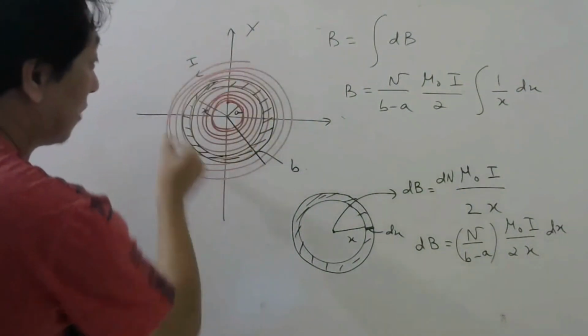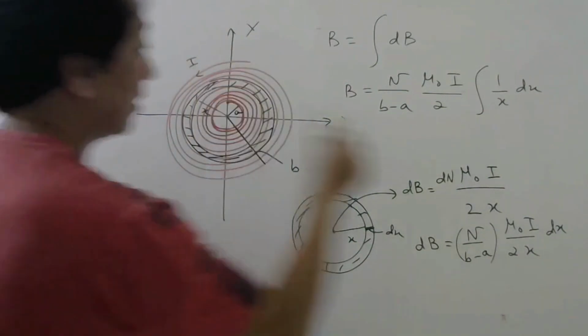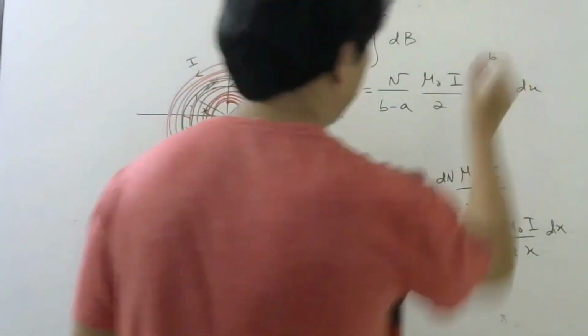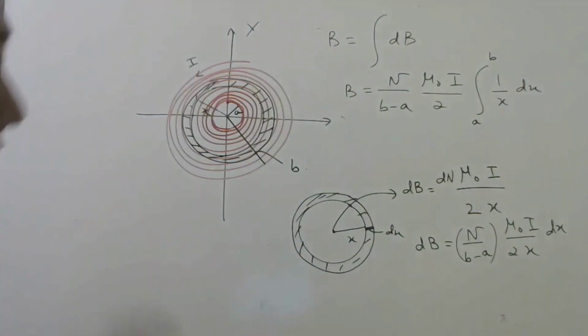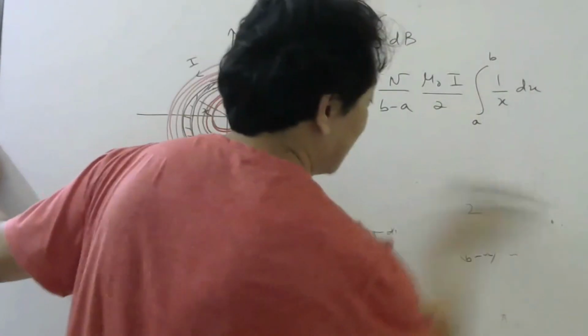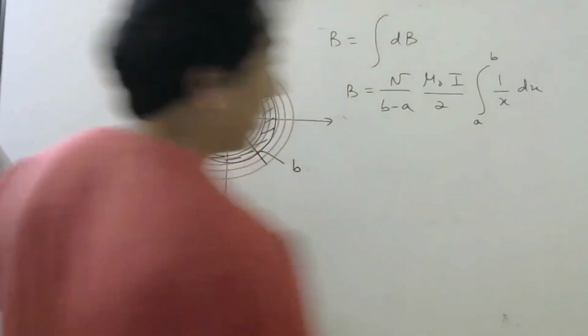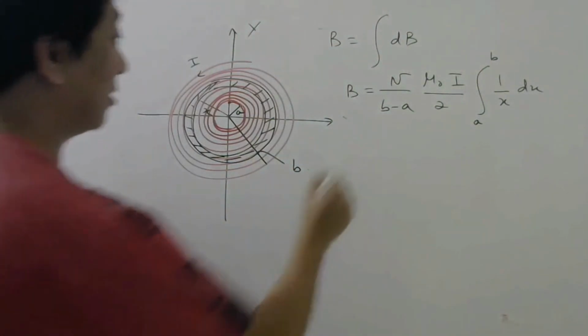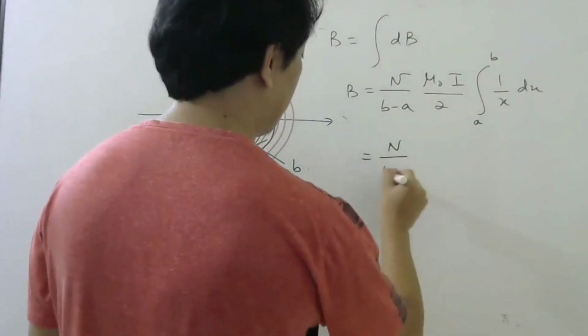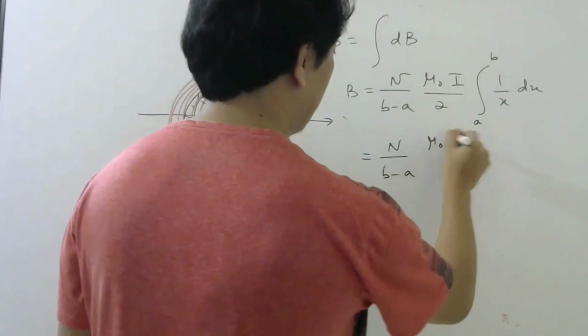And when I am here, if I draw the ring, radius will be b. So from a to b. Now what is integration of 1 by x dx? Log x. So this will be n by b minus a mu naught I by 2.